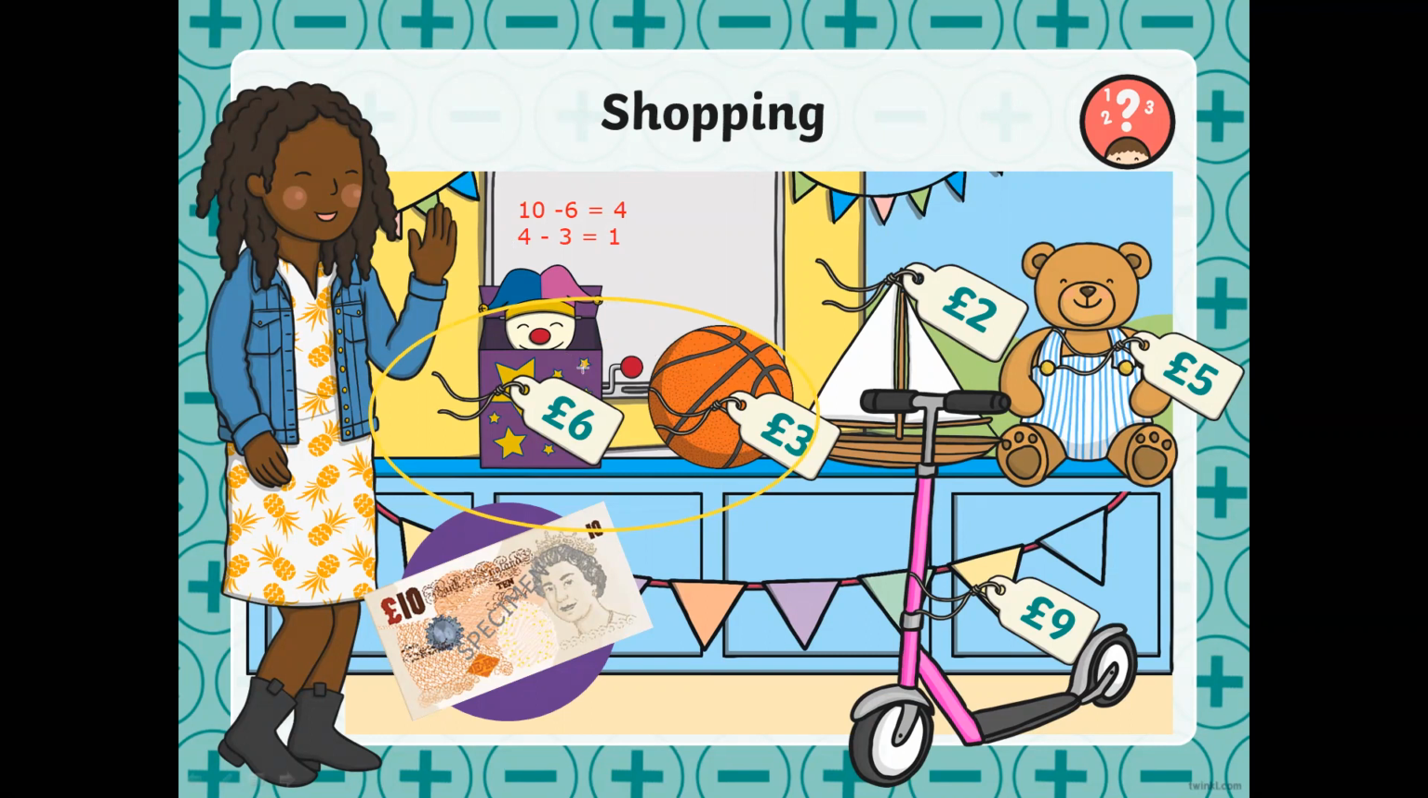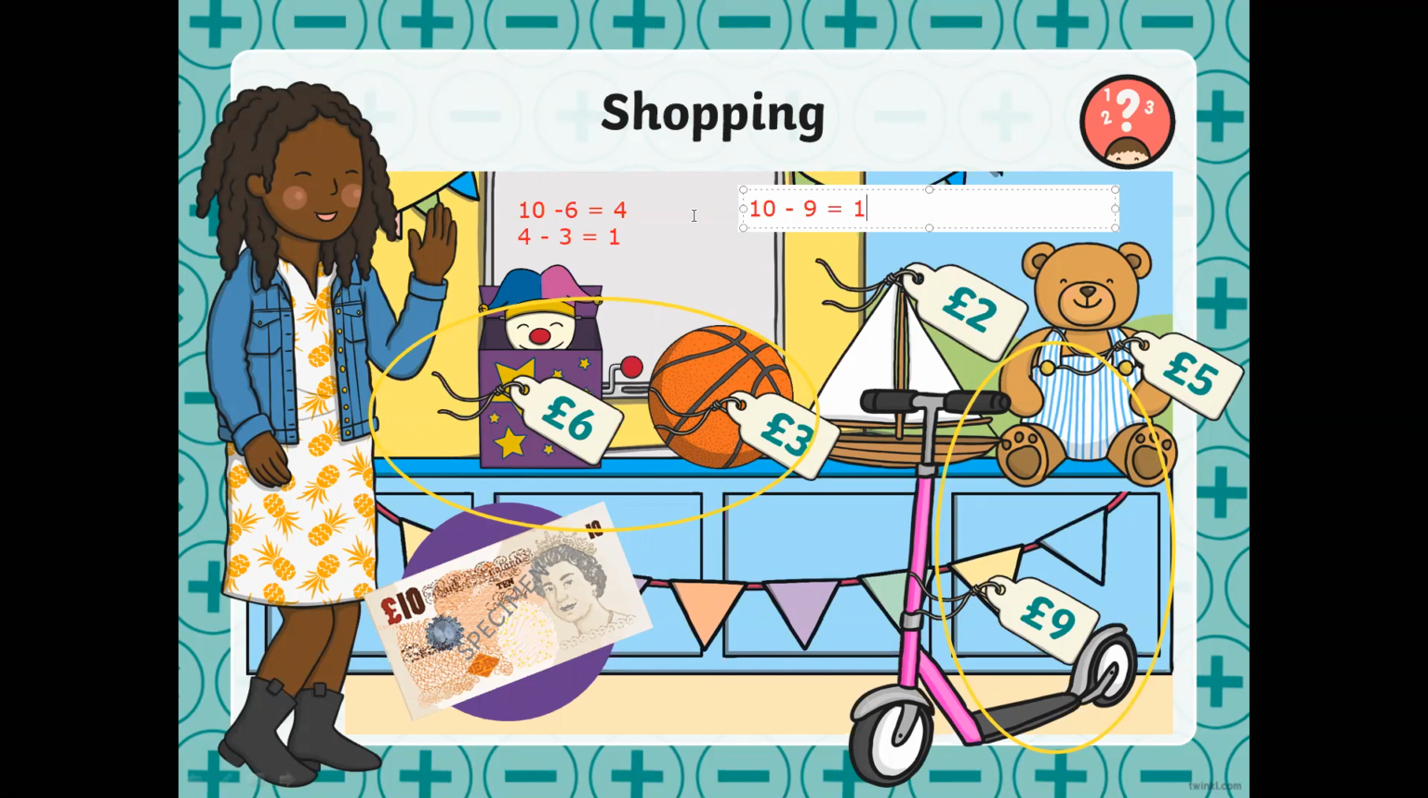Let's see, if I don't want to buy this, what else can I buy? Let's try to buy the scooter. The scooter costs $9. Let's see how much money will be left with me. I have 10. I will subtract, or take away, 9 because I'm going to pay 9. So my money is going to be less by $9. It's going to leave only $1. So now I have $1.